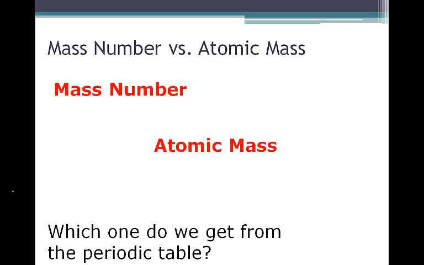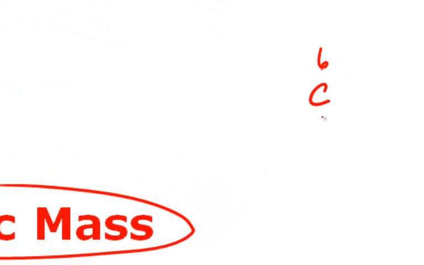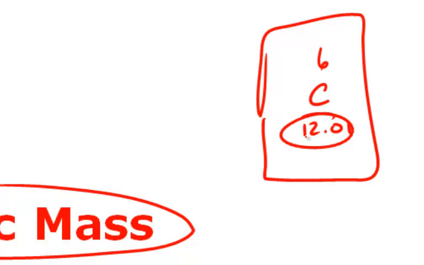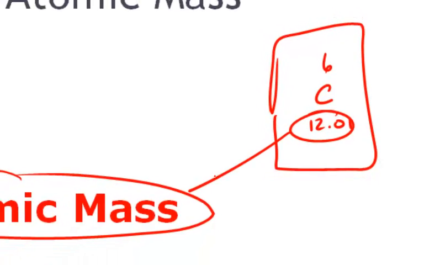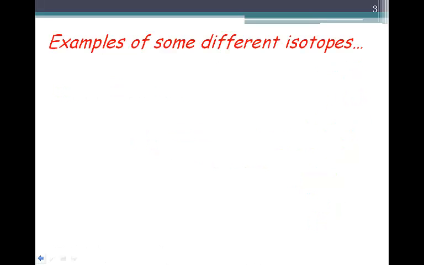So which one do we get from the periodic table? That would be the atomic mass. Remember, in our periodic table cell, so 6C 12.01, 12.01 is the atomic mass of carbon. If we take 12.01 and round it to the nearest whole number and get 12, this 12 is the mass number, the sum of the protons and the neutrons.